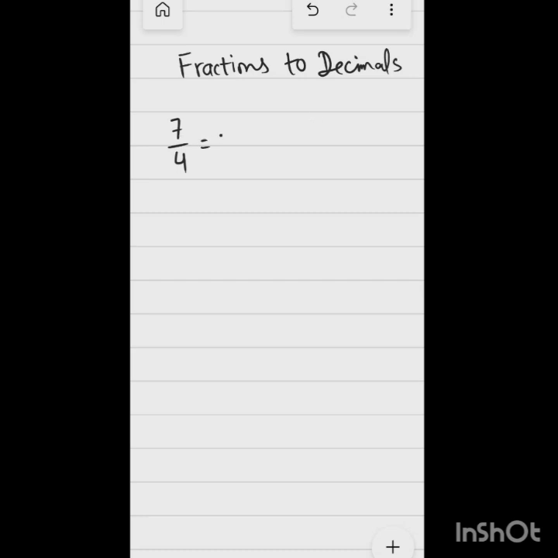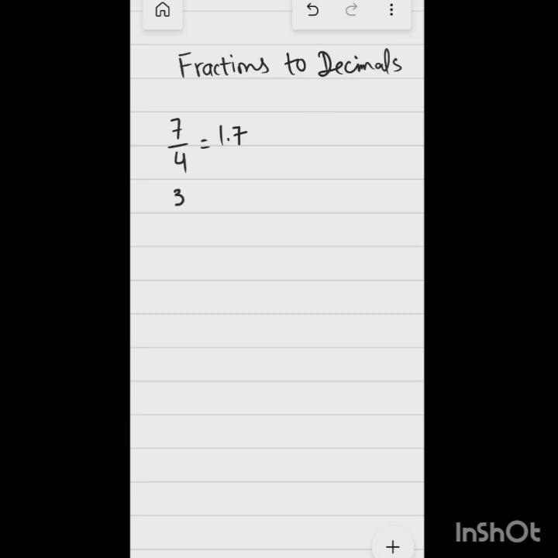1 point... 4, 8, 12, 16, 20, 21. Ma'am, 1.75. Right, 1.75. So you know how to convert them.